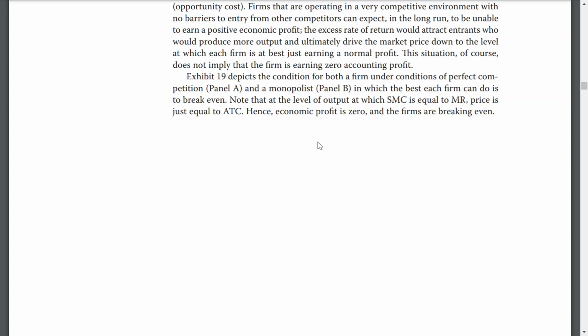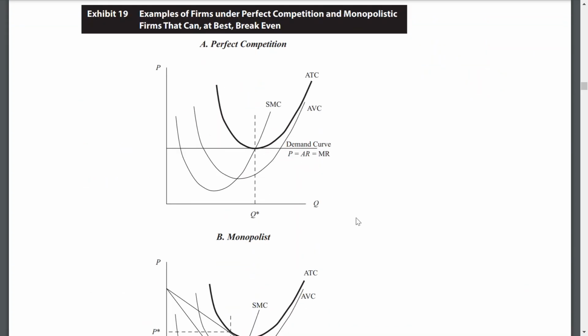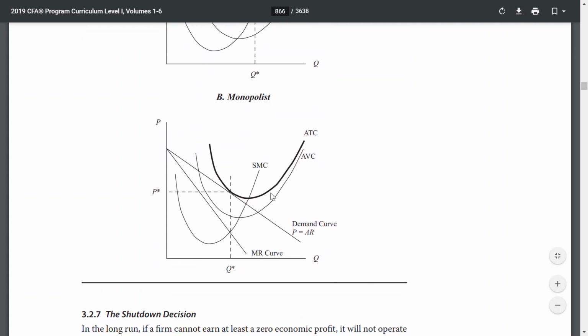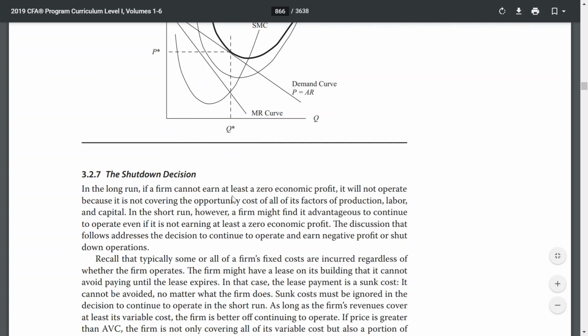So profit maximization is when MC equals MR. So this is MR, and MC is this. So MC equals MR is right here, which is equal to the point of average total cost. Therefore, this perfectly competitive firm is breaking even. Likewise, where is MC? Here is MC. Where is MR? MR is right here. The level where MC equals MR is the same as the total cost. So therefore, they're also breaking even.